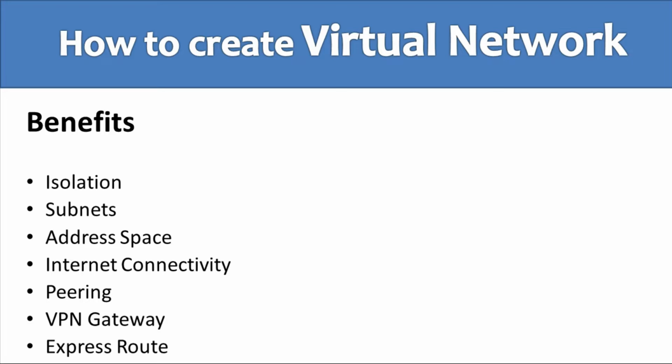Peering. VNet peering allows you to connect two VNets in the same region, allowing resources in those VNets to communicate with each other as if they were on the same network. Then VPN gateway. Azure VNet can be connected to an on-premises network using a VPN, virtual private network gateway. This enables a hybrid network setup, allowing communication between resources in Azure and on-prem resources.